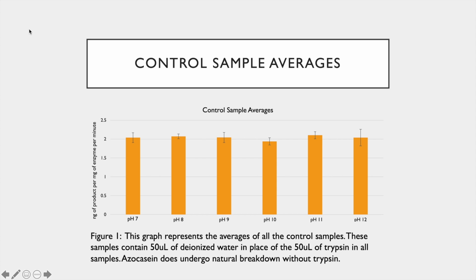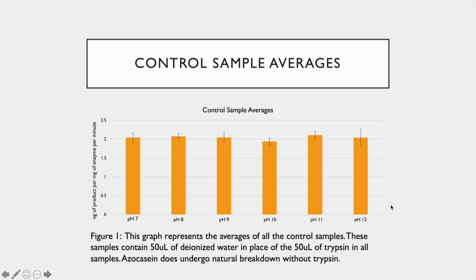So what we have here are the averages of our control samples. As we can remember, none of these samples contain any azocasein. The azocasein in all these samples is replaced with 50 microliters of deionized water. But as we can see for pH 7, 8, 9, 10, 11, and 12, it undergoes some type of breakdown, which indicates that azocasein does undergo natural breakdown without the use of an enzyme.